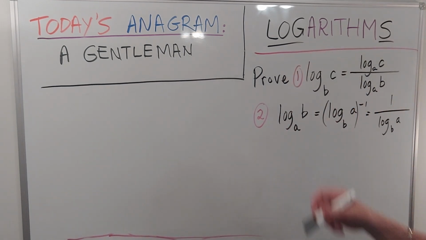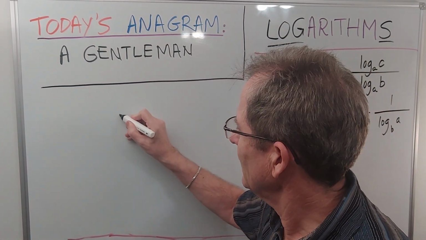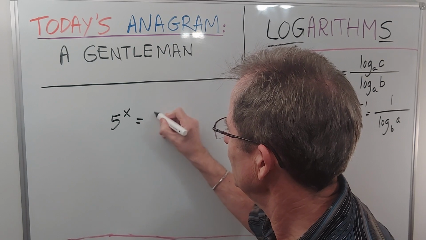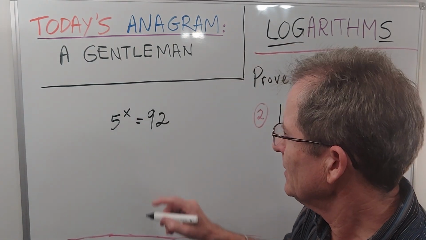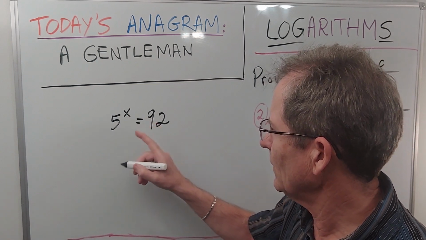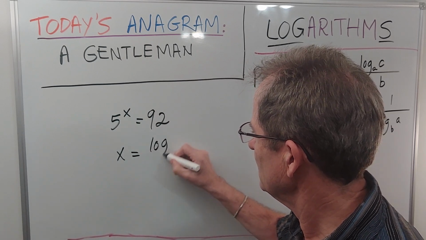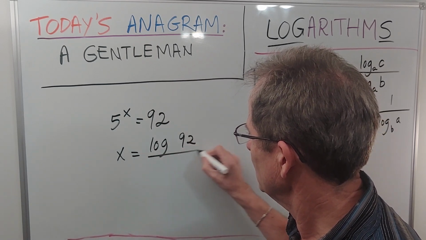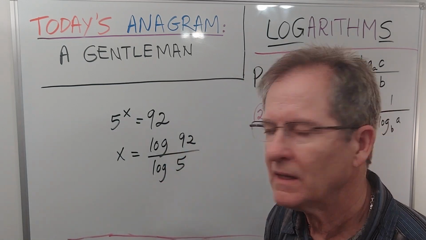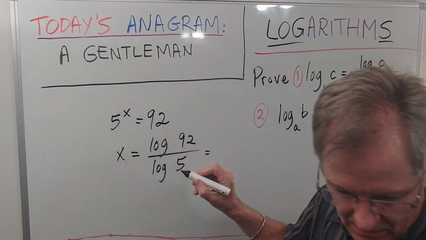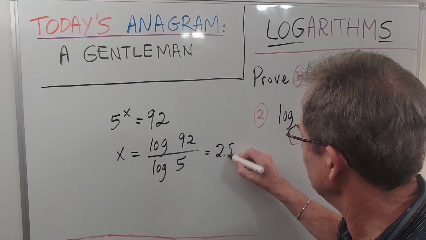And before we prove those two things, I just want to remember that in the last video, we solved the equation 5 to the x equals 92 by using the law of a power, and we ended up with x equals the log of 92 divided by the log of 5 using log to the base 10, and that was about, what was it again? Yeah, about 2.8.